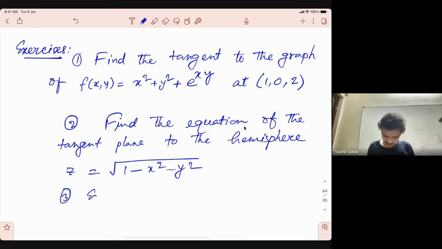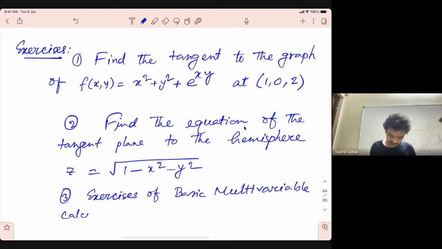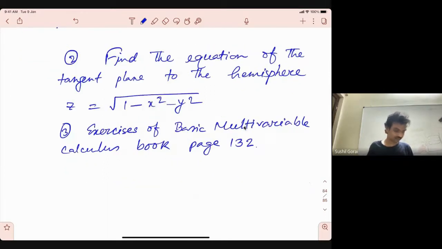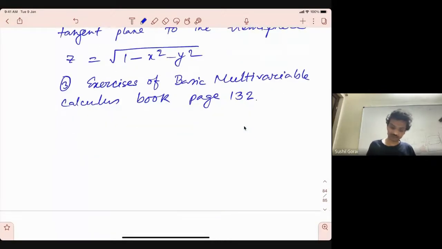Exercises of the Basic Multivariable Calculus book, page 132. Here there are some exercises. So do solve these things.